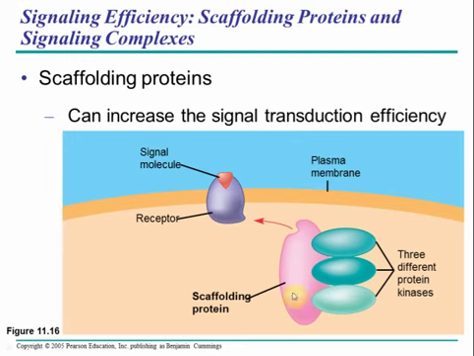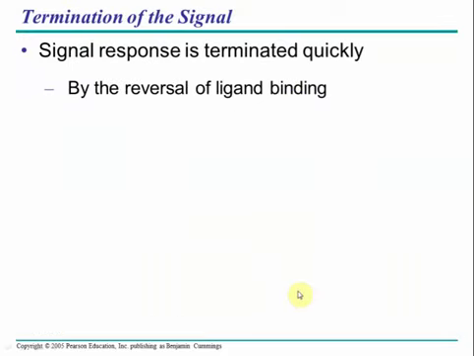Sometimes these proteins, these receptors in the membrane, incorporate the use of a scaffolding protein to bring all these kinases in very close proximity to one another, so it's very easy to phosphorylate and activate one to the other, enhancing or boosting the signal transduction efficiency. So this is a scaffolding protein.